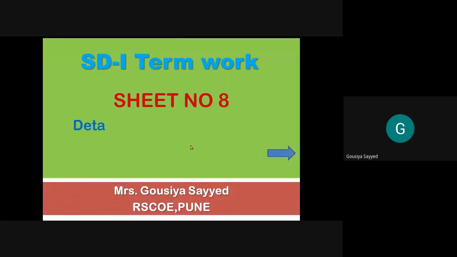Today I am going to discuss sheet number 8, detailed sketch of welded plate girder. Just see, this is sheet number 8, which you have to draw with the help of software, that is AutoCAD. Sheet number 8 is dealing with welded plate girder. So you have to divide this sheet into three parts.